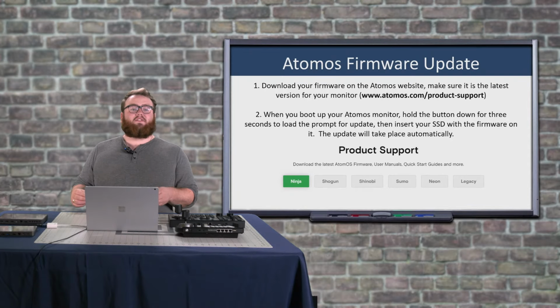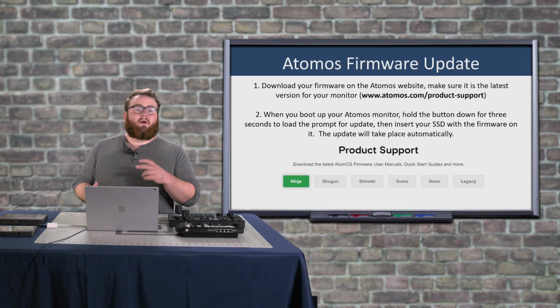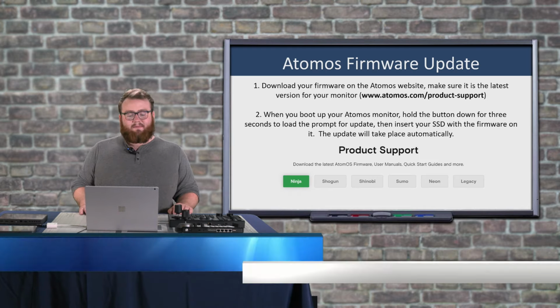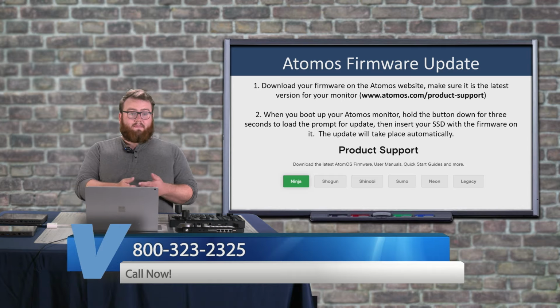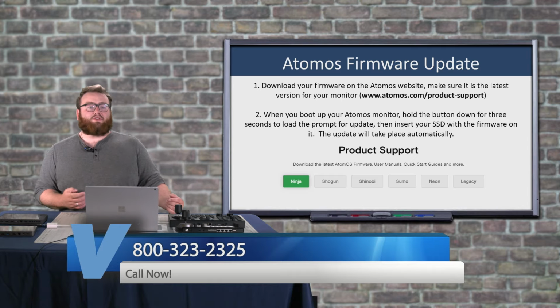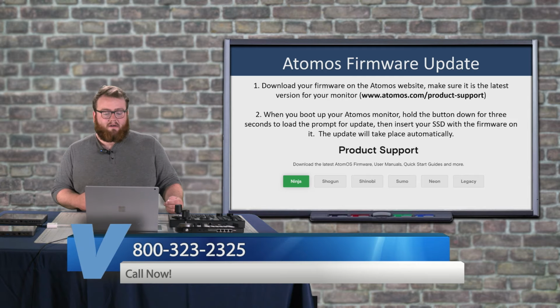Now, when you boot up your Atomos monitor, it should go automatically. What you do is you take the firmware off of their website, put it on your Atomos Caddy, insert that into your Atomos device, and power up, and you should be good to go. However, if you are not, you can hold the power button in, and it will bring you to the correct screen to update your firmware.